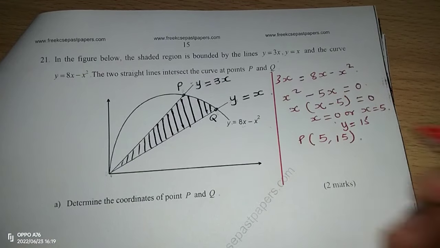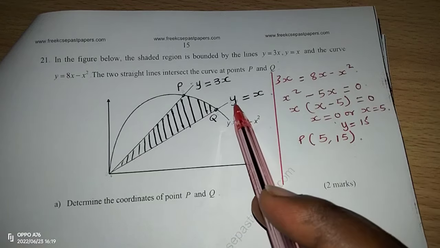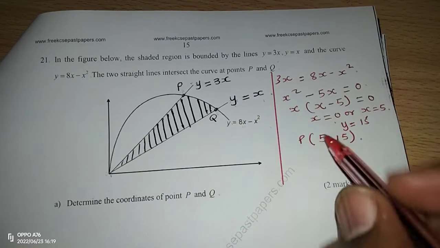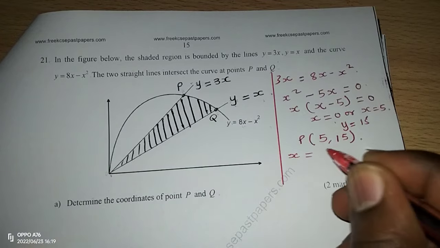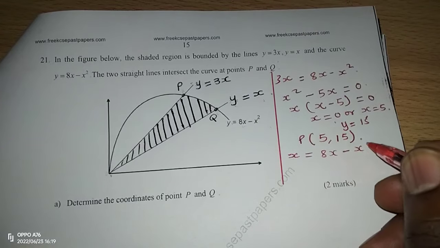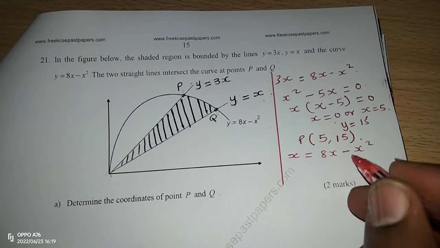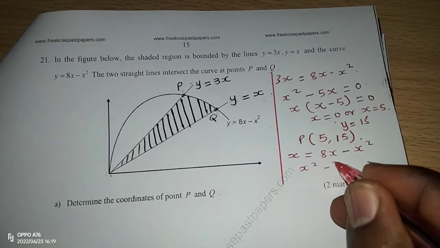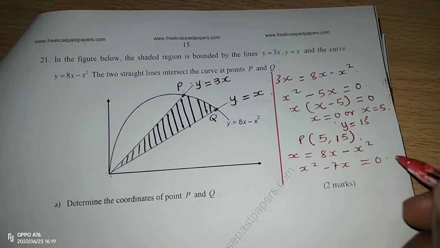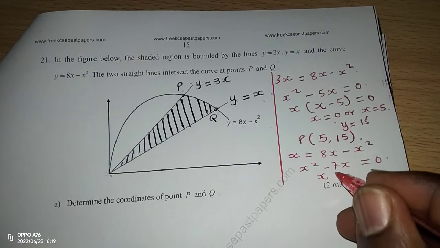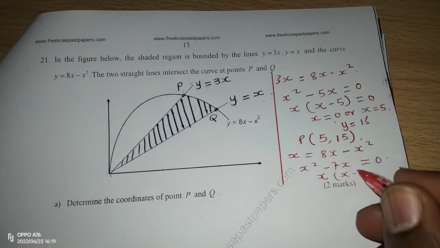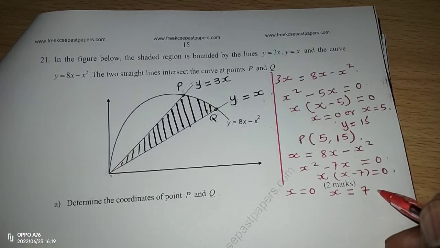We are told again to find the coordinates of Q, whereby it is the intersection of y equals x and the curve. So here we can equate x and 8x minus x squared, whereby we shall get x squared minus 7x equals 0. And again we will have x times x minus 7 equals 0. At this point we can conclude that x equals 0 and x is also equal to positive 7.